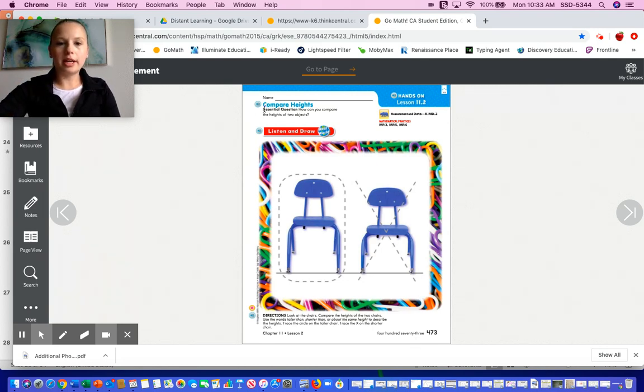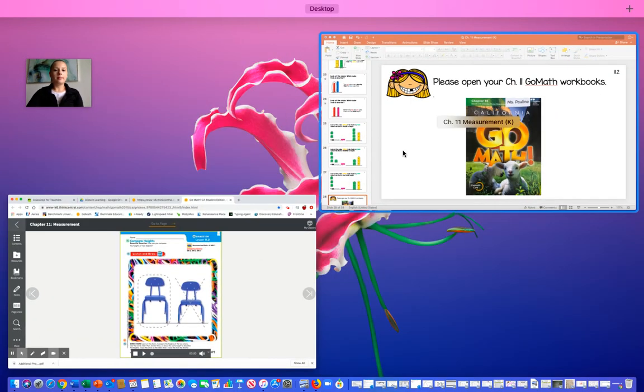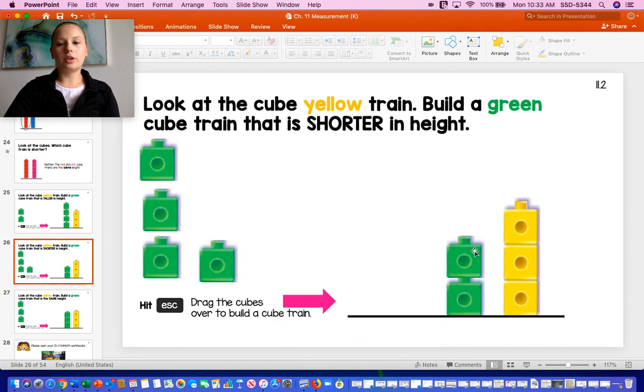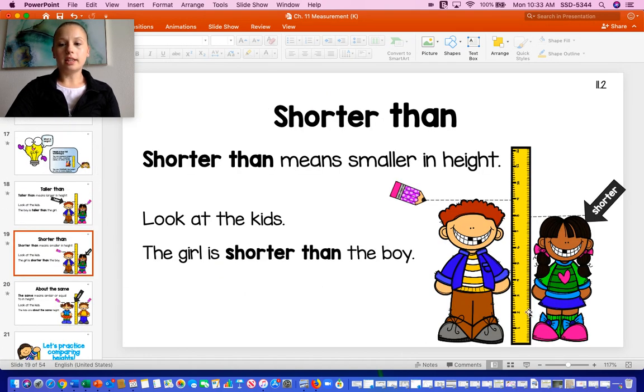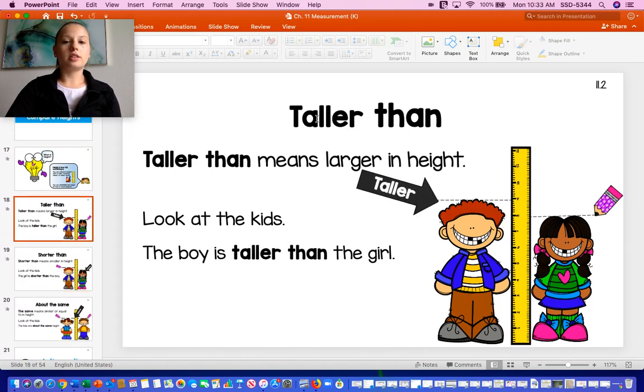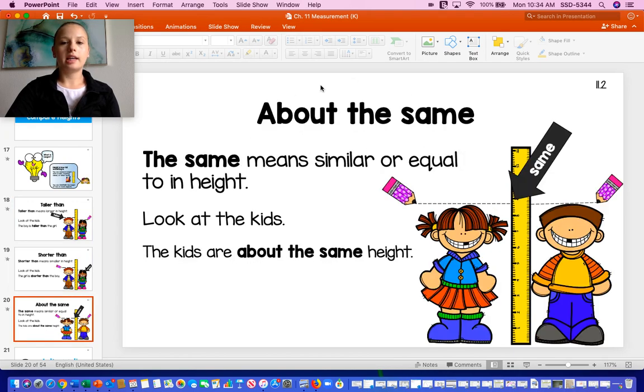All right, on this page we are comparing heights. Essential question: How can you compare the heights of 2 objects? All right, so how can we compare them? How do we measure them? Remember, on this, we were measuring using cubes. On this, we were measuring using a ruler. And we used words like taller than, shorter than, and about the same.